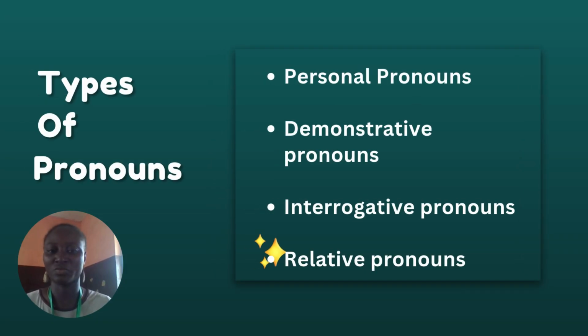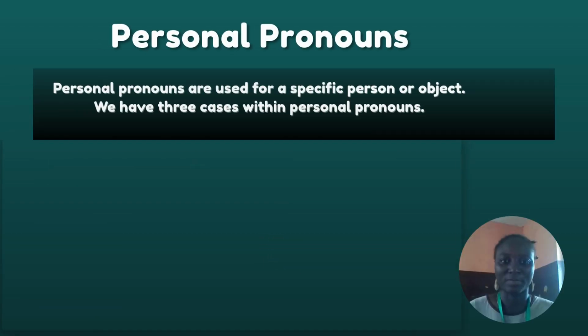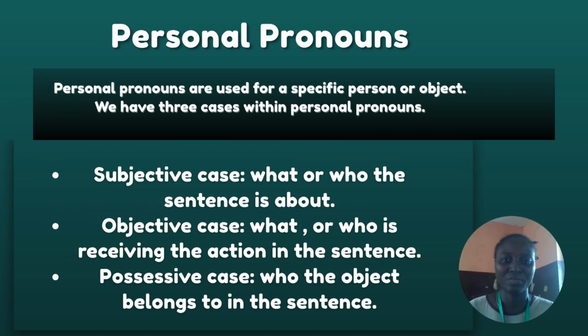So we'll move on to types of pronoun. The types of pronoun we'll be discussing today are number one, personal pronouns, demonstrative pronouns, interrogative pronouns, and relative pronouns. So let's talk about personal pronouns. Personal pronouns are used for a specific person or object. And we have three cases with personal pronouns. We have the subjective case, the objective case, and the possessive case.